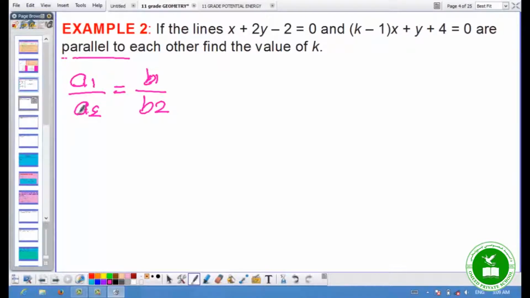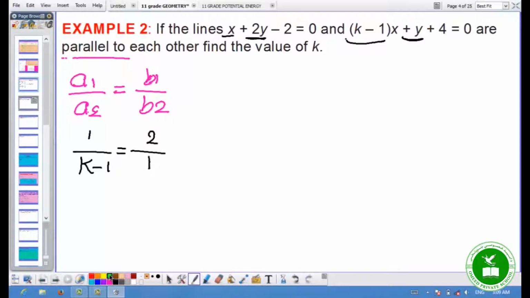So a1 is the coefficient of x in the first equation. Here it is 1, divided by a2, the coefficient of x in the second equation. Here it is k minus 1, equal to b1, the coefficient of y in the first equation. You see here it's 2, divided by b2, the coefficient of y in the second equation. Here it is 1.